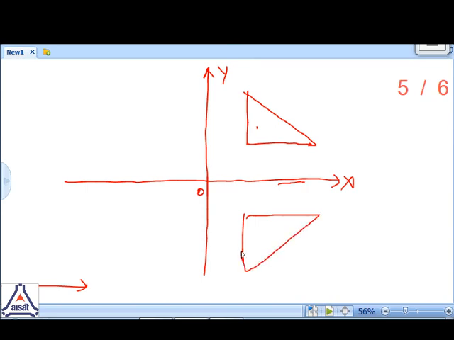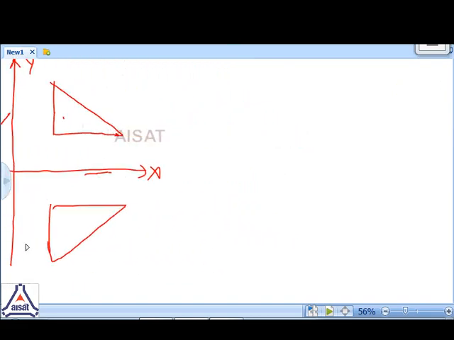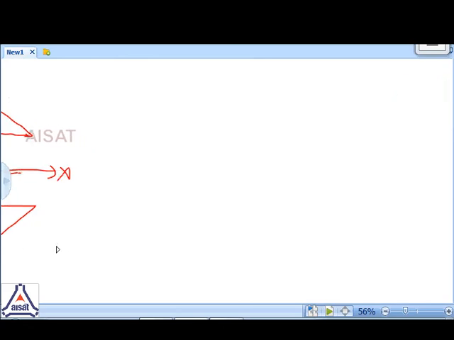Then reflection about y-axis, it will be like this. That means we are putting a mirror here. Then reflection about origin, or reflection about both x and y axis, it will be like this. So, there are three types of reflection: reflection about x axis, reflection about y axis, and reflection about origin. This is the pictorial representation, then we are going through the matrix formation of this method. First one, reflection about x axis.